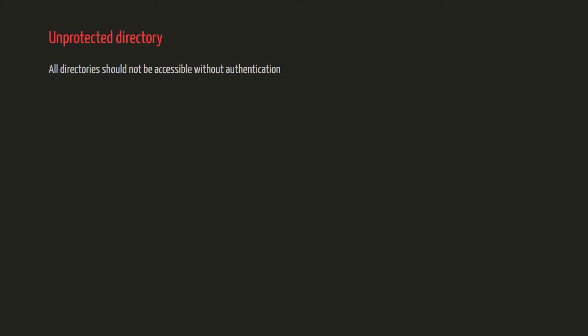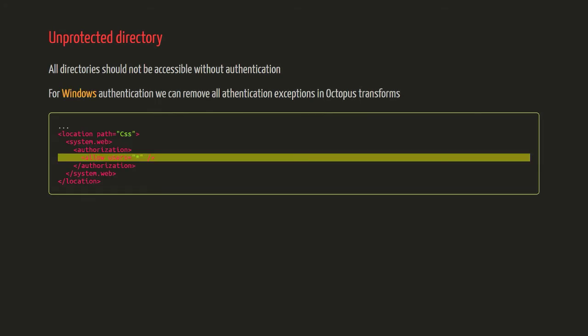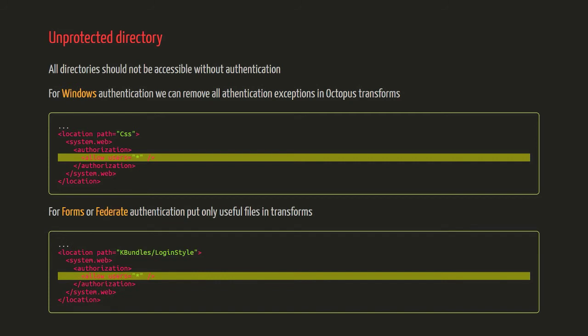OWASP tells us that we can have an unprotected directory problem because all directories should not be accessible without authentication. If that is the case, you can solve it in this way. For Windows authentication, we can remove all authentication exceptions in Octopus transforms, in this example for CSS. And for forms or federated authentication, put only useful files in transforms.